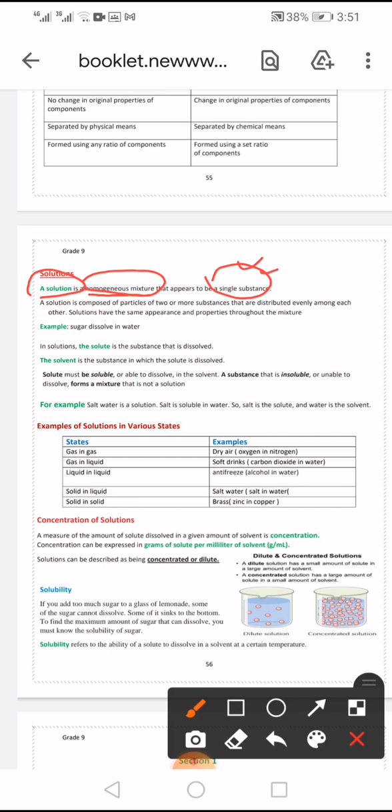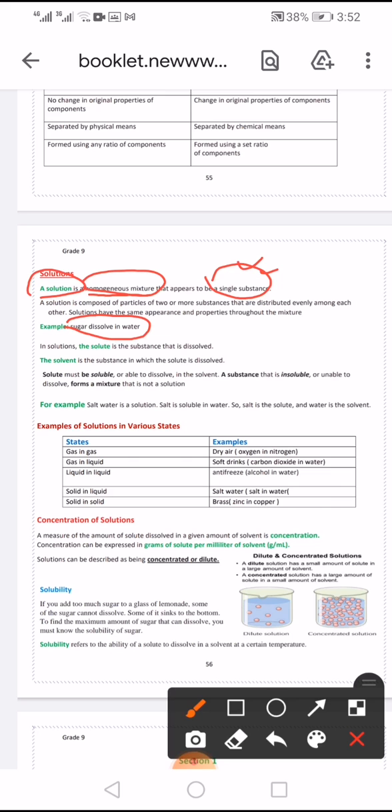Like what? Like sugar when it dissolves in water. When sugar dissolves in water, it looks like a single substance. You cannot see or identify the sugar inside the water. This is called a homogeneous mixture. A solution is a homogeneous mixture.